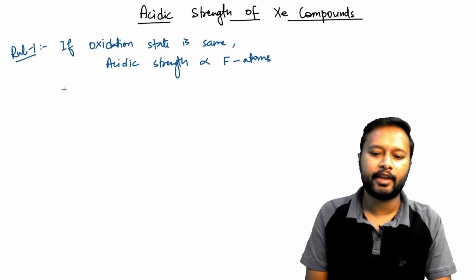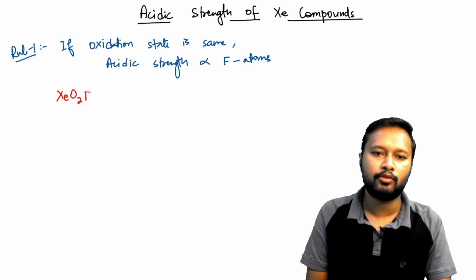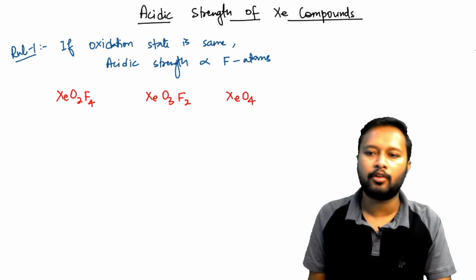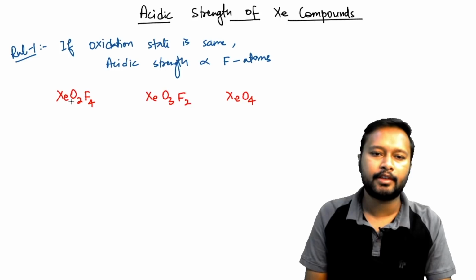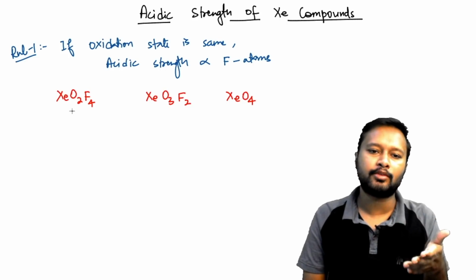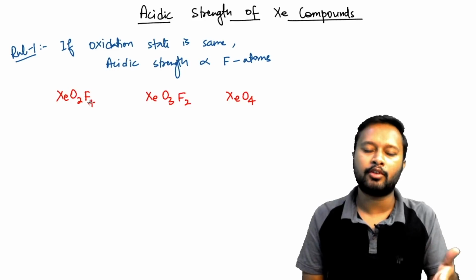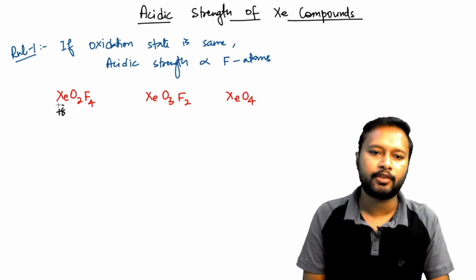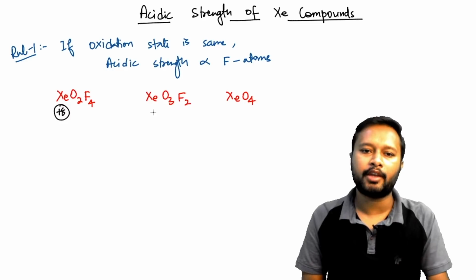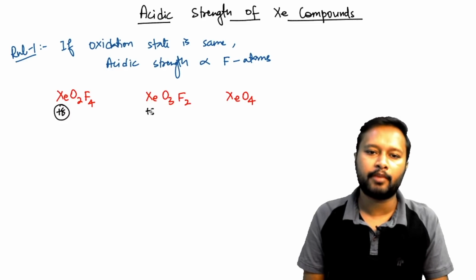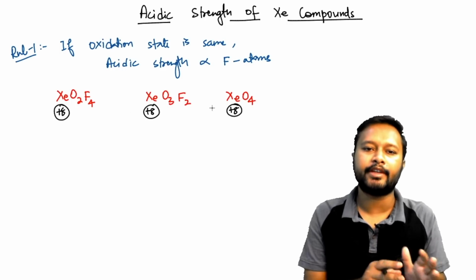So for example, let's say I have XeO2F4, I have XeO3F2, and I have XeO4. If you look at all of them, oxygen is going to provide -2, so this is going to make it -4 and -4. Each fluorine is going to give you -1, so -4 total is going to be -8. So xenon should have +8 oxidation state. Here -6 and -2, so -8, so xenon should have +8. Here again it should have +8. So the oxidation state is the same in all of them.